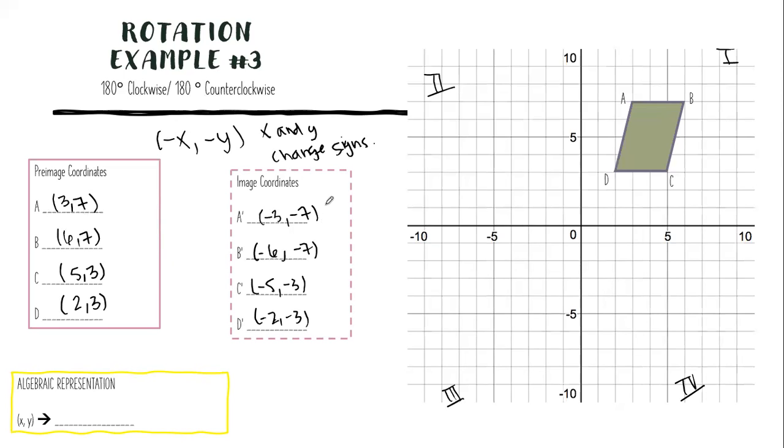And think about it. Our figure should now end up upside down because we're rotating 180 degrees. So let me plot A prime. A prime is at -3, -7. Here's A prime. B prime is at -6, -7. C prime is at -5, -3. And D prime is at -2, -3.